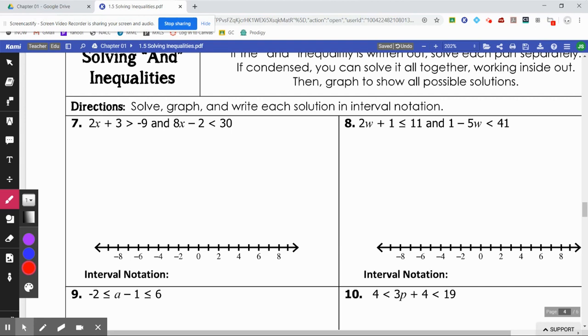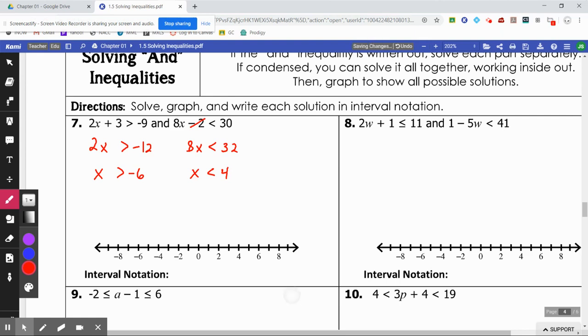First problem, number 7, we have 2x plus 3 is greater than -9. Solve it like normal. To get rid of plus 3, we're going to subtract 3. That gives me -12. To get rid of 2, we're going to divide by 2, and that gives me x is greater than -6. The other part: to get rid of -2, we're going to add 2. That'd be 8x is less than 32. To get rid of the 8, we're going to divide by 8. That gives me x is less than 4.